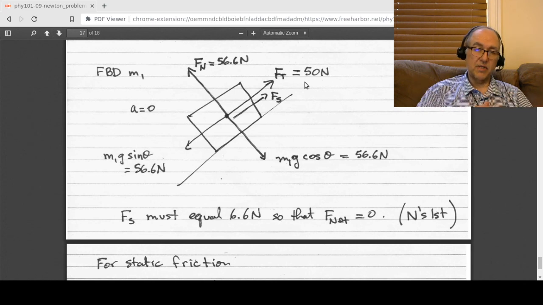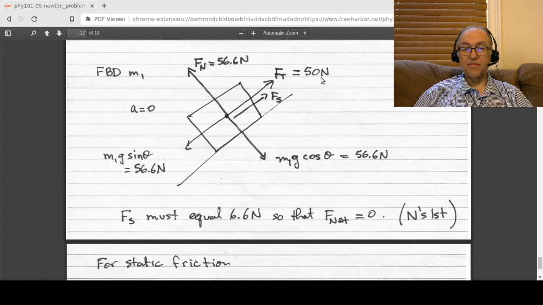So there's 56.6 down, 50 up, so we need another 6.6 up to make sure that the force up the inclined plane and the force down the inclined plane balance. And so Fs must equal 6.6 such that the net force is zero. And that's basically Newton's first law, because this is a situation of static friction. Static means nothing is moving. That means the acceleration is zero. That means all the net forces have to equal zero, okay?